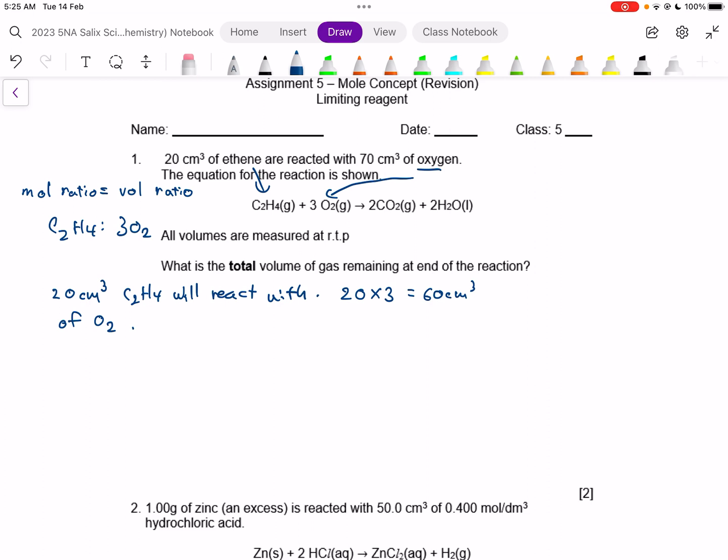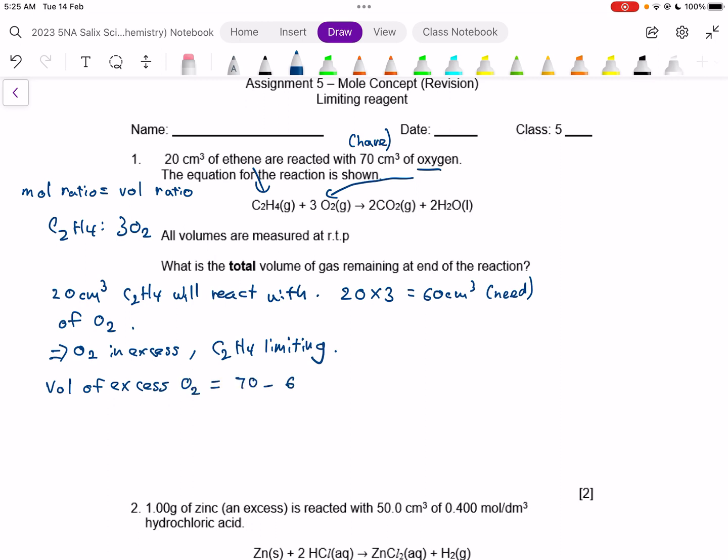Then you compare against what you have. This is what you need, and what you have is over here. In this case it's quite obvious, you have extra. O2 is in excess, then ethene is limiting. How much O2 is in excess? The volume of excess O2, take 70 minus 60, so this will be 10 cm³.